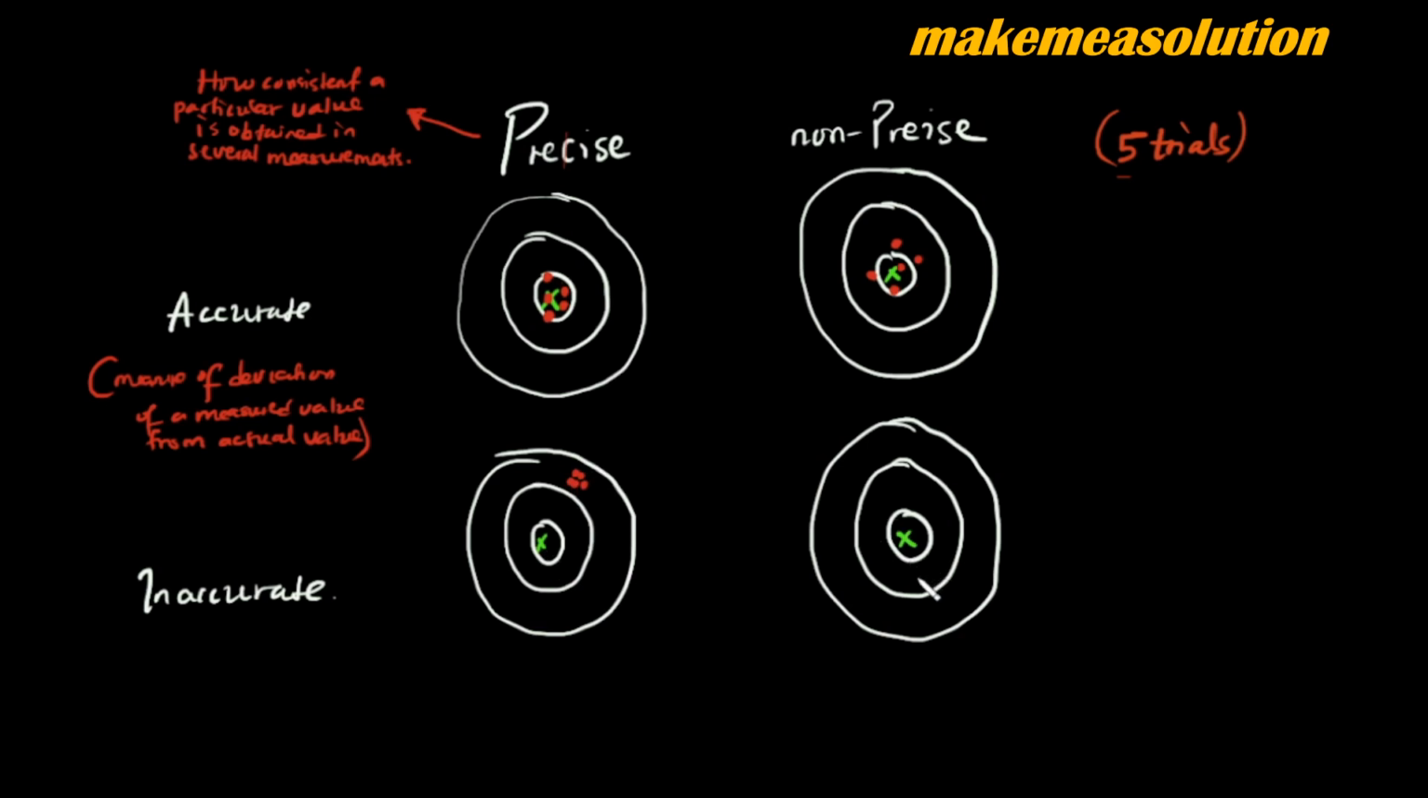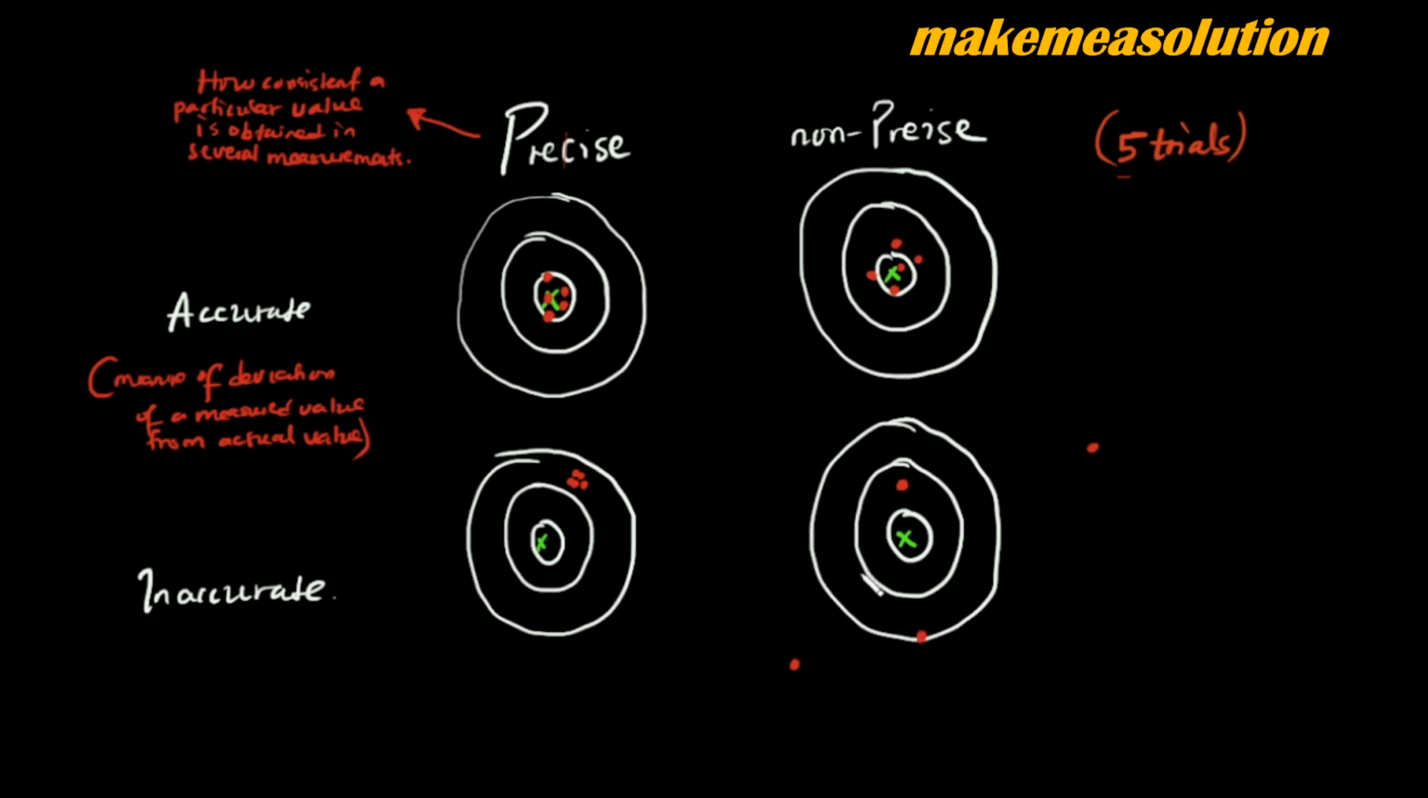And come to the last one, where we have inaccurate and non-precise. So for inaccurate and non-precise, I have someone, he shot here his first trial, he shot here in his second trial, he shot here in his third trial, then he managed to hit this particular place in his fourth trial.